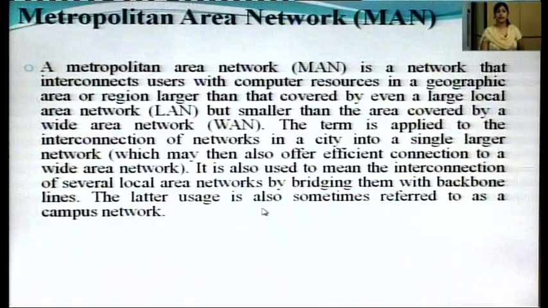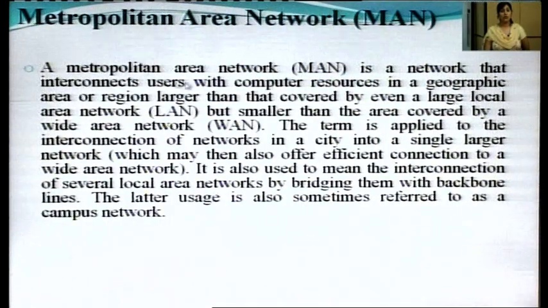Now, metropolitan area networks. A metropolitan area network is larger than a LAN, but less than a WAN. A metropolitan area network is a network that interconnects users with computer resources in a geographic area or region larger than that covered by even a large local area network. It is larger than a LAN but smaller than the area covered by a wide area network. The term is applied to the interconnection of networks in a city into a single larger network, which may then also offer efficient connection to a wide area network.